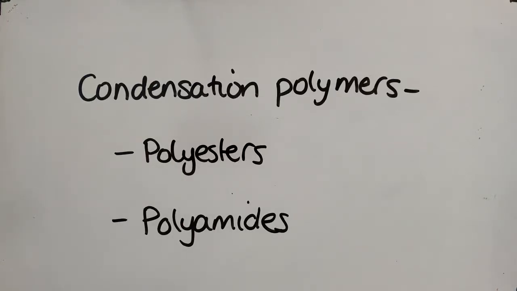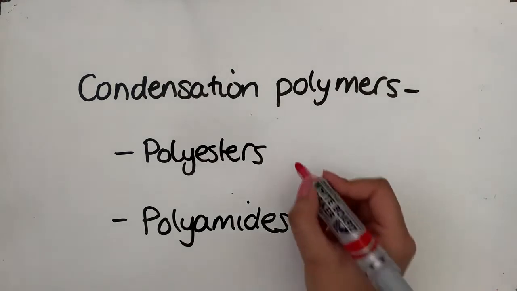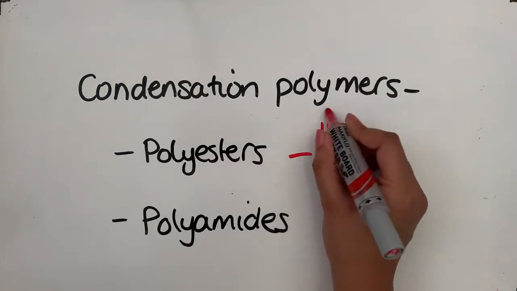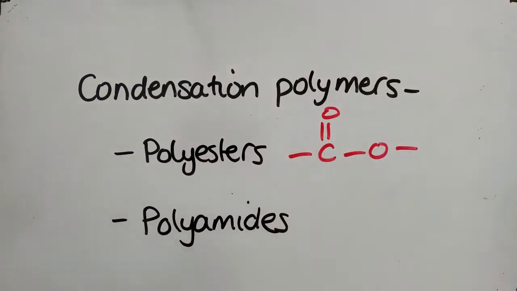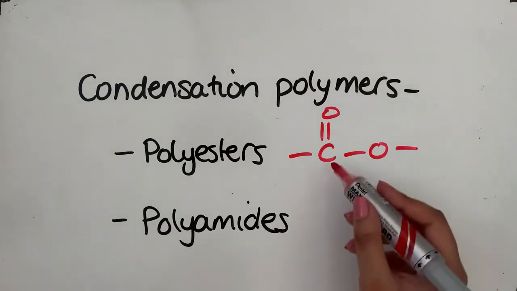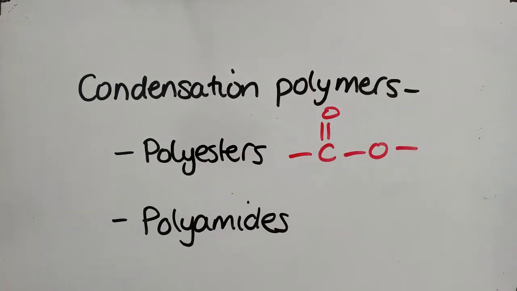So when looking at condensation polymers, there are two types. One type is a polyester, which we have looked at in another video, and in there you have the ester linkage that looks like that. So all polyesters will have that ester bond present in them.